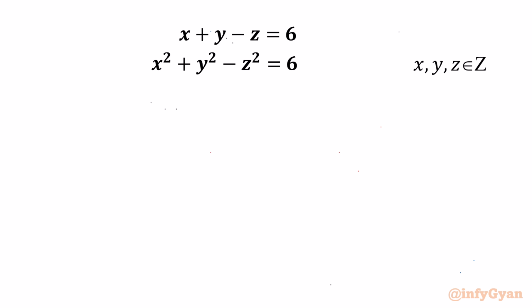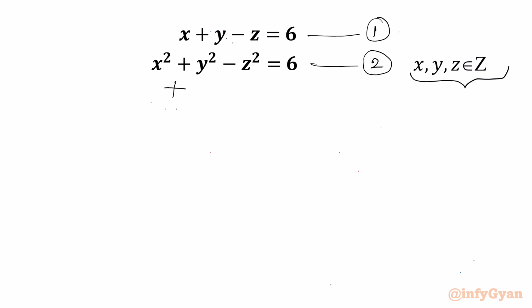In this video we are going to take up one very interesting question from system of equations. Our equations are x plus y minus z equal to 6 and x square plus y square minus z square equal to 6. And we are going to find out all integer solutions. So let's get started by writing this is equation 1 and this we will call equation number 2.